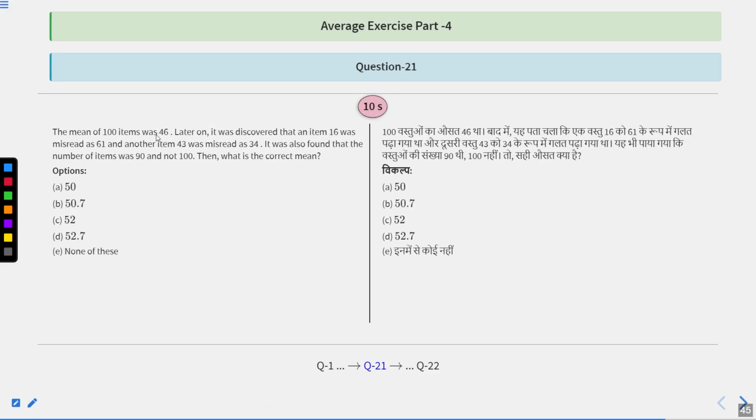The mean of 100 items was 46. Later on, it was discovered that an item 16 was misread as 61 and another item 43 was misread as 34. It was also found that the number of items was 90 and not 100. Then what is the correct mean or average? You have 5 options and 10 seconds to analyze the question. Your time starts now.